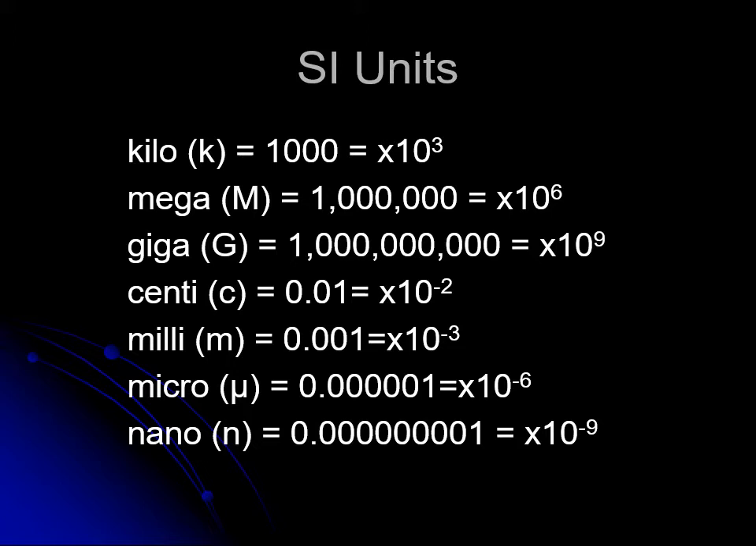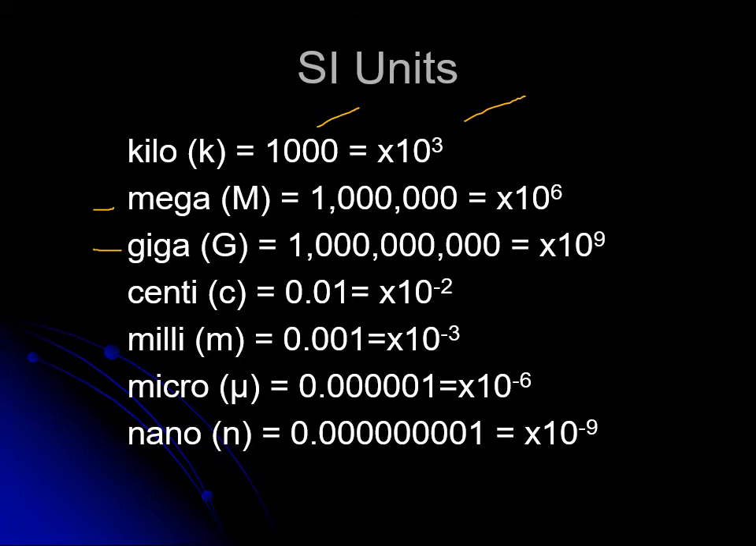The reason this is important is that we have a meter, and a meter is a certain length. Originally, it was 1/10,000,000th of the distance between the North Pole and the equator, but we redefined it since then. A kilometer is 1,000 meters. So you would write 6 kilometers as 6,000 meters, or 6 times 10 to the third. A mega is a million.